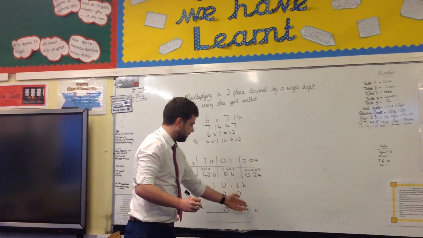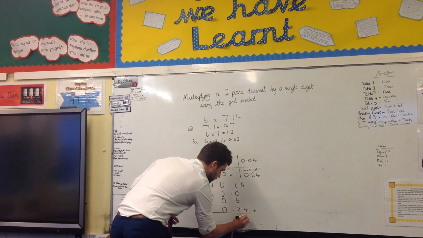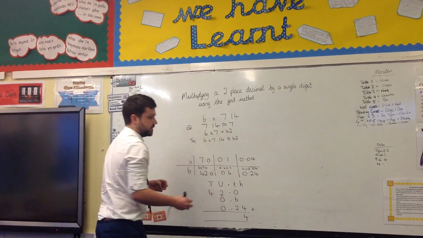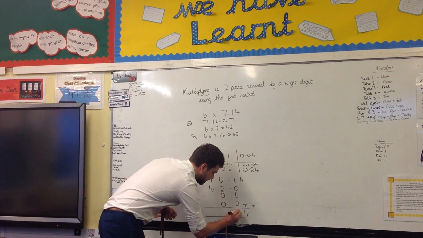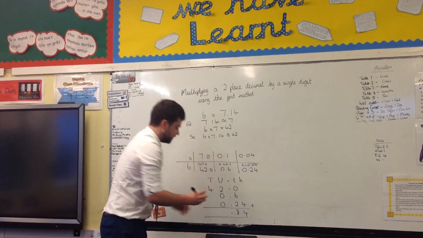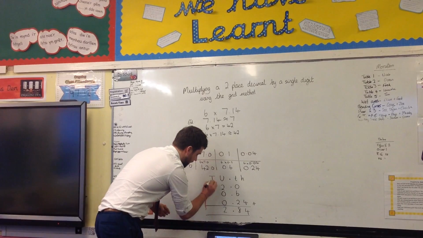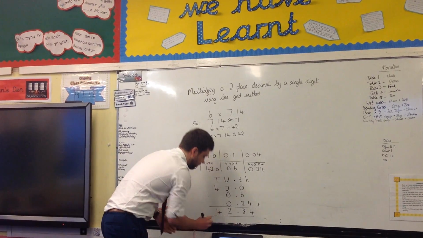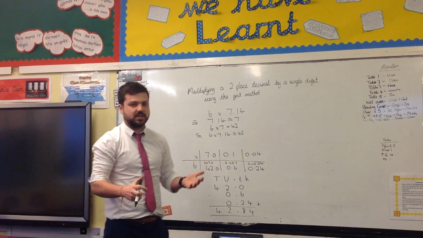Nothing in the hundredths column until our 4, so nothing plus 4 is 4. 0, 6 and 2 totals 8. Our decimal points stay in the same place. 0 plus 2 is 2, and 4 tens are 4. So our answer reads 42.84.